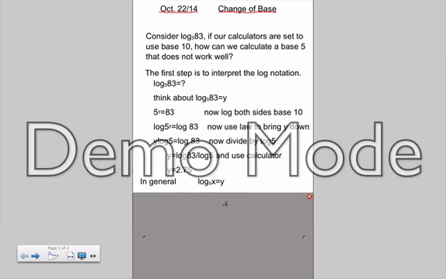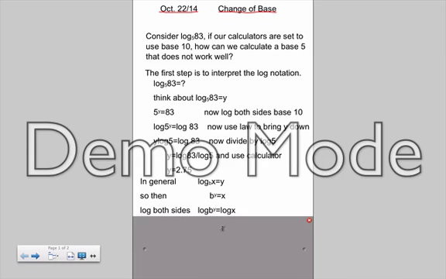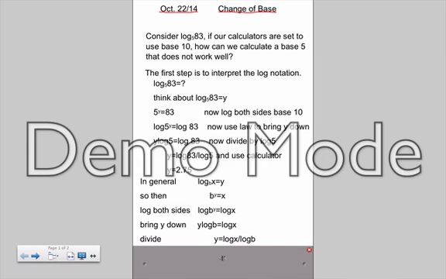Let's take a look in general now, so working just with letters. So if I have log base b of x equals y, that becomes b to the y equals x: base, exponent, answer. Log both sides base 10, so you get log of b to the y equals log x. The y comes down in front because of our law of logarithms, and we divide to get y is equal to log x divided by log b.